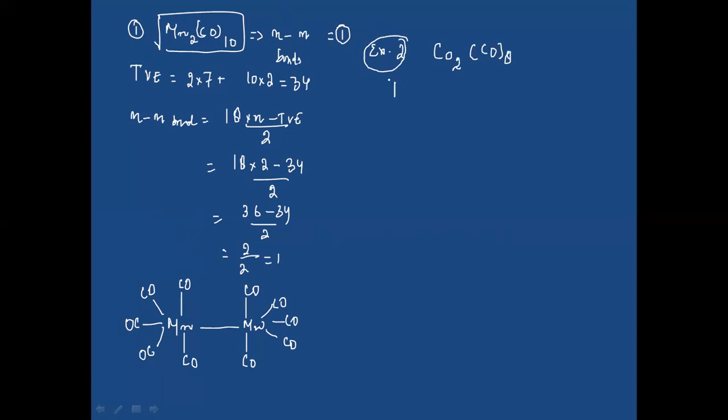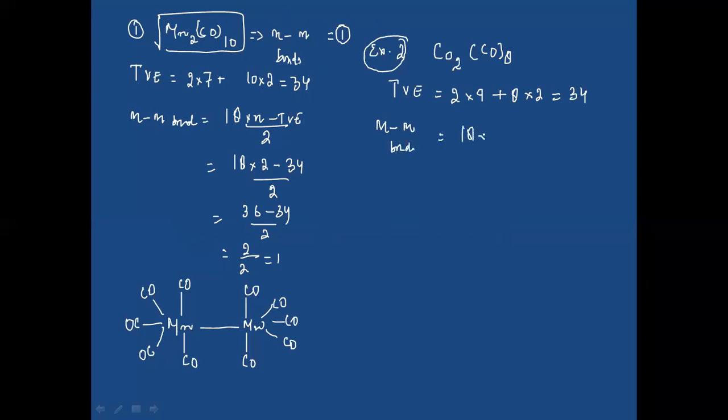In this case, first we'll determine TV. TV will be equal to cobalt, which contains 9 valence electrons, so 2 into 9, plus there are 8 ligands of CO, so 8 into 2, because CO is a 2 electron donor. So 2 nines are 18 plus 8 twos are 16. This will be equal to 34. Now we have to determine the metal-metal bonds.